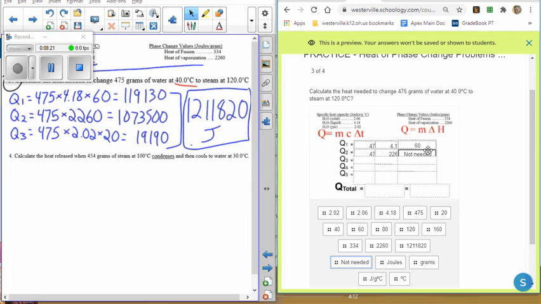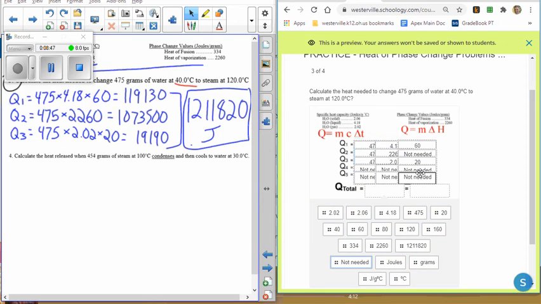And then looks like I got 475 again. Plop. 2.02. Plop. And finally the 20. Now the rest of these boxes, I didn't calculate a Q4, I didn't calculate a Q5, so I need to drop in not needed for all those. If you have anything less than 5 Qs, you'll have entire rows that are not needed.